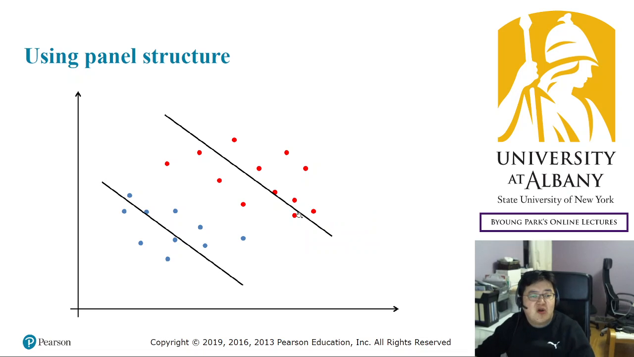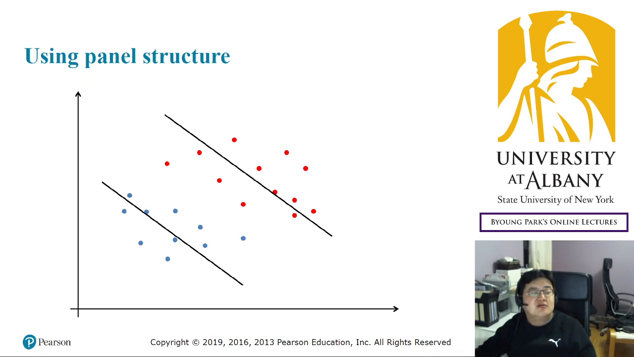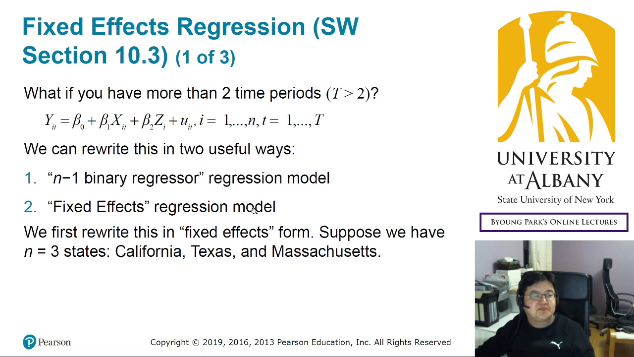coefficients. So this regression utilizes the color as information, using this color and using this color, but this regression does not use the color as information. So utilizing the panel data structure changes your result a lot. Okay, so isn't it nice? I like this graph. I drew this, and I'm very proud of myself for drawing this graph.